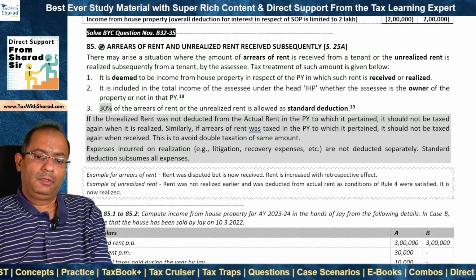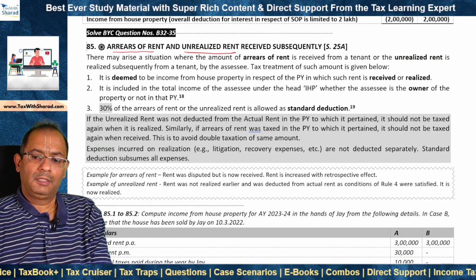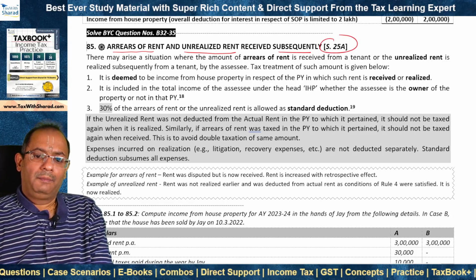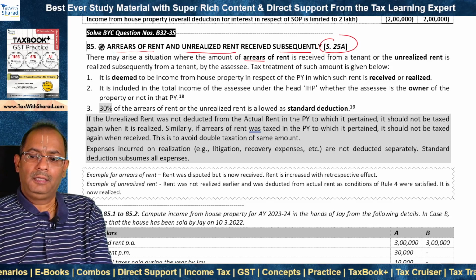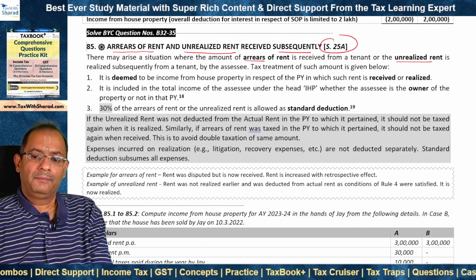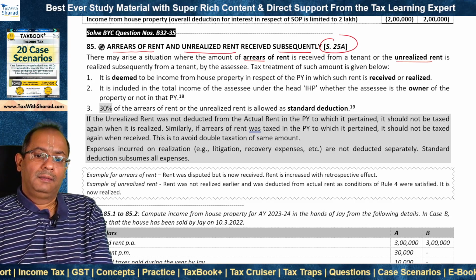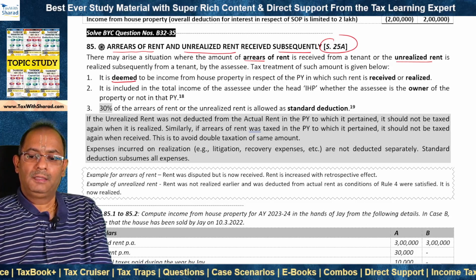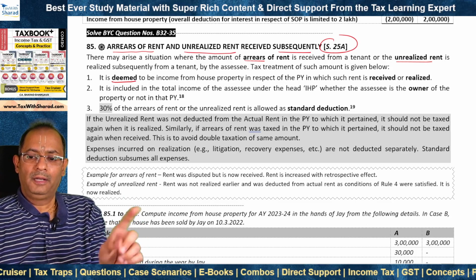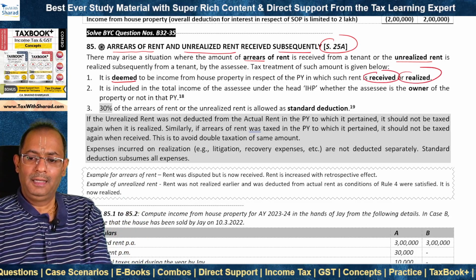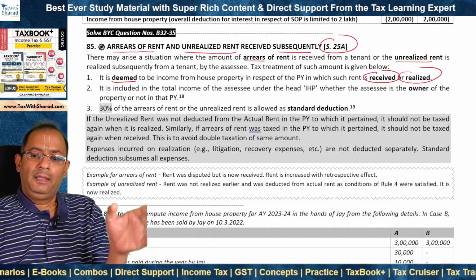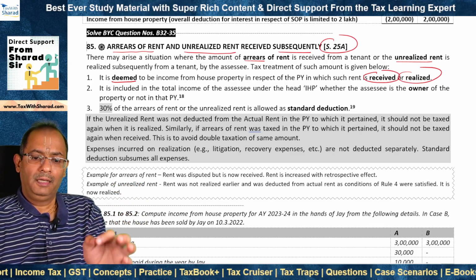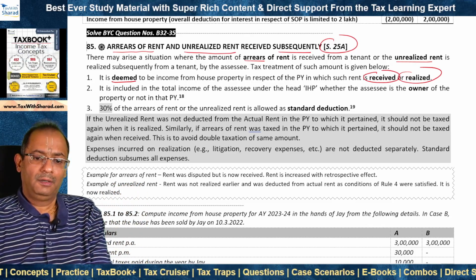Now there may be a situation of arrears of rent or unrealized rent which is received subsequently. This is covered by section 25A. So there may be a situation where the amount of arrears of rent is received or unrealized rent is received subsequently. What is the tax treatment? This is deemed to be income from house property in respect of the previous year in which such rent, that is arrears of rent or unrealized rent, is received or realized, right? So in the year in which arrears are received or unrealized rent is realized, it is deemed to be income from house property of that previous year, of the year of receipt or realization.